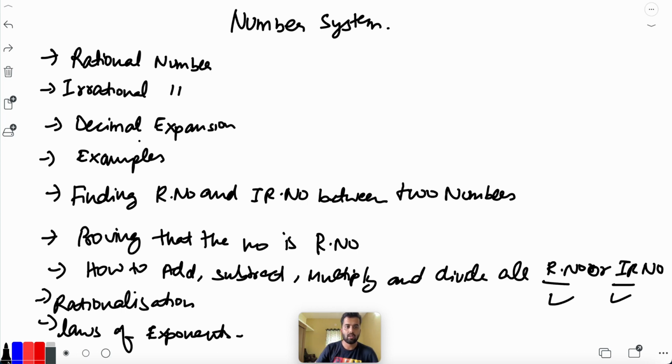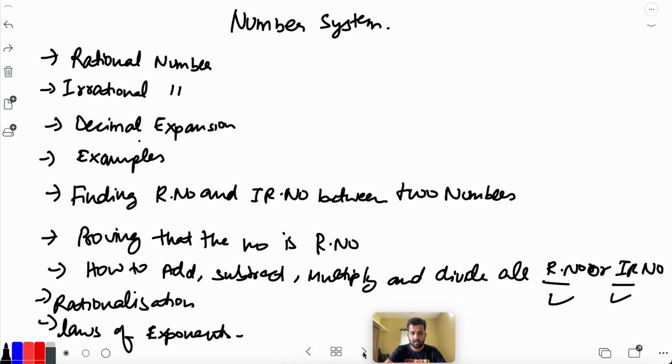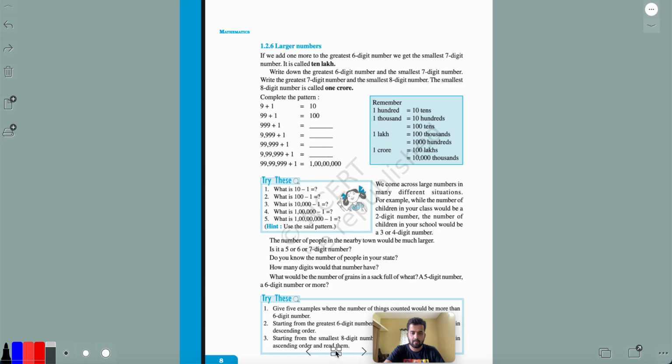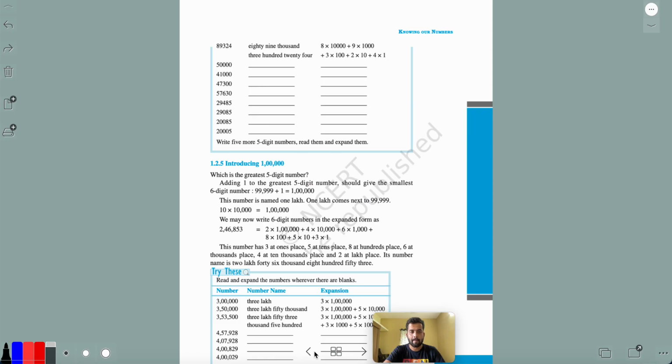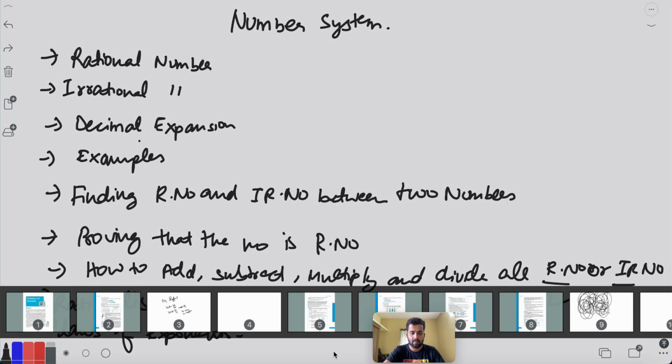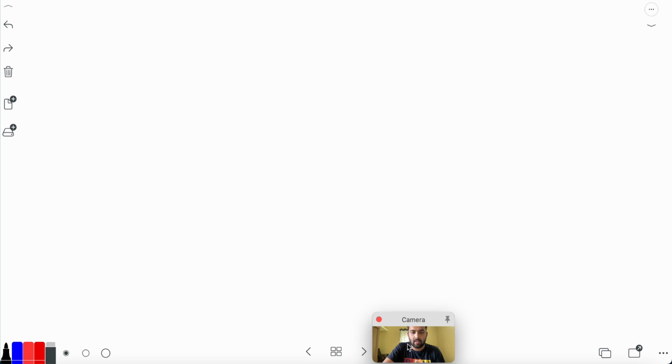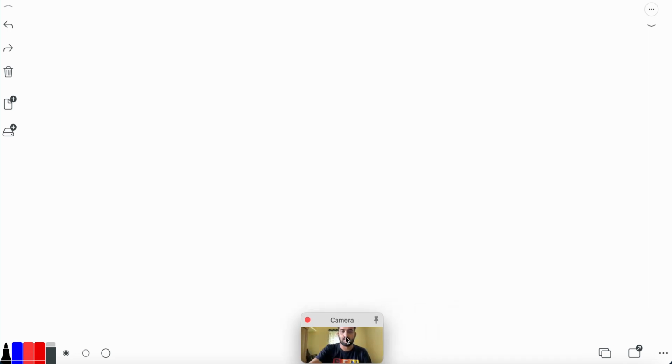So let's take a next page. Wait, let's have a blank one. This is my personal thing, so let's switch. Now let me get it here only. Now let's start. What was the first topic? That was rational number, right?